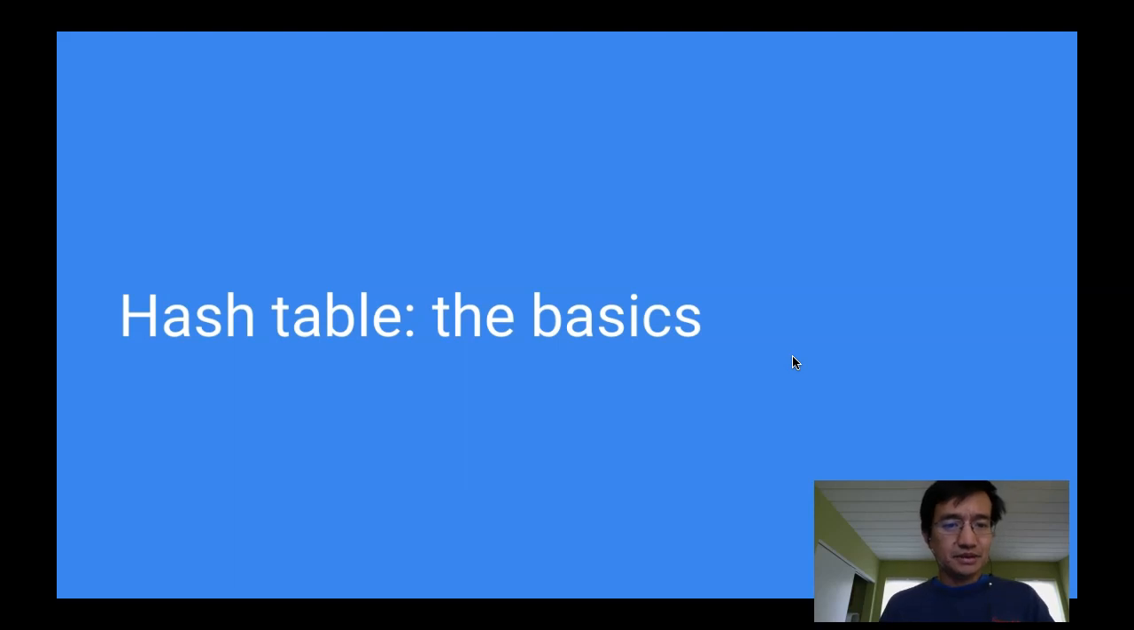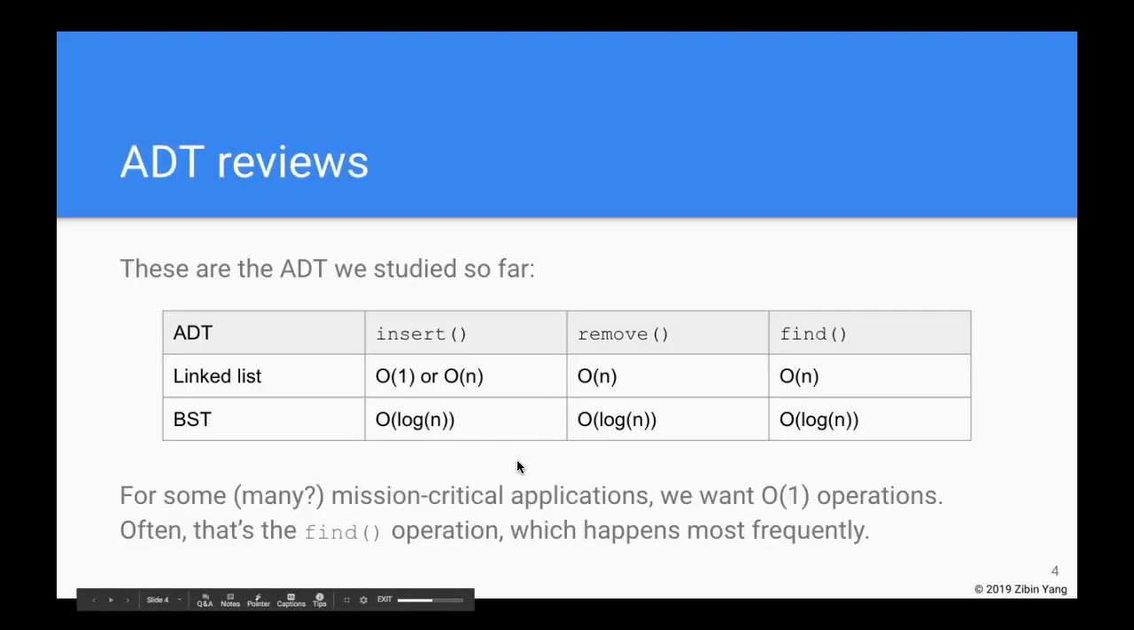Hi, so we're going to start talking about hash tables, and in this video, we're going to touch on some of the basics. Let's start by doing a very quick review of some of the abstract data types that we've studied previously. So we've studied linked lists, and we also studied binary search trees.